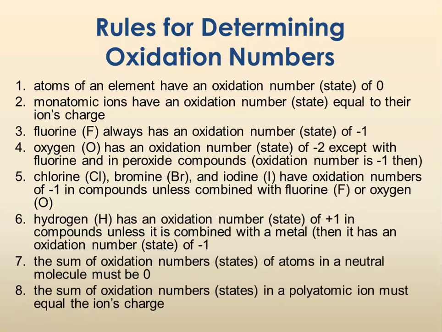Hydrogen will always have an oxidation number of +1, and the only other time you're going to see hydrogen in a compound would be with a metal, like with batteries, and if it's with a metal, then it would have an oxidation number of -1.